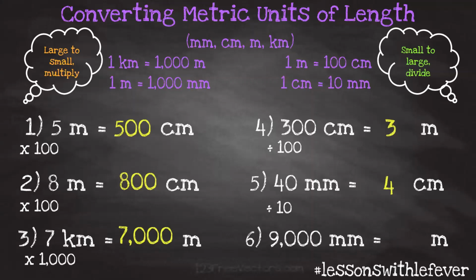Lastly, let's look at number 6. If I have 9,000 millimeters, how many meters would that be? Millimeters are smaller than meters. So first I would need to know how many millimeters make up 1 meter. In our reference, it tells us that 1 meter is equivalent to 1,000 millimeters. So again, since I'm going from a smaller unit to a larger unit, I have to divide. 9,000 divided by 1,000 gives me 9.